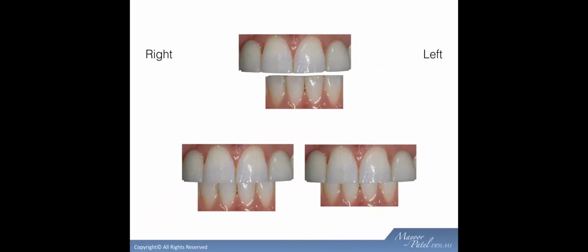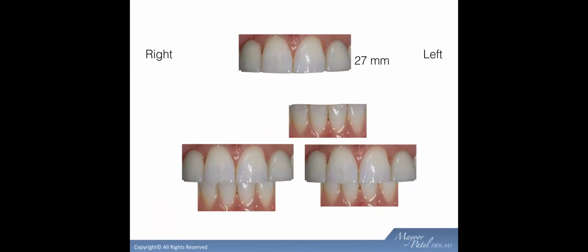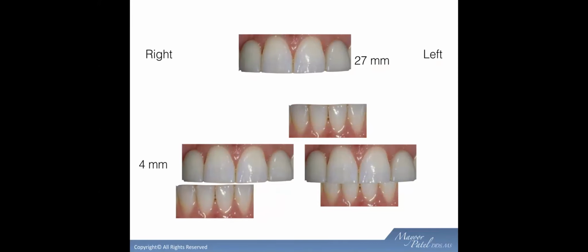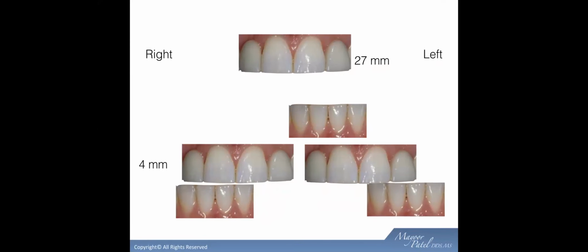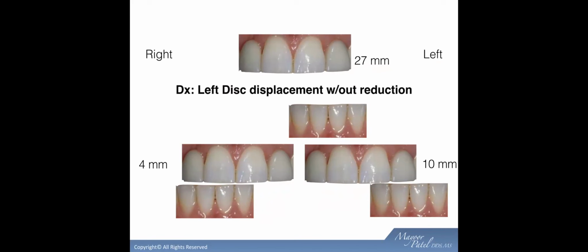All right, they go off to the left. So they're deflecting to the left and they only open 27 millimeters. The right excursion is only 4, but the left excursion is now 10. Once again, if you were looking at this, you should be able to come up with an idea of what might be going on. And what this demonstrates is a left disc displacement without reduction.